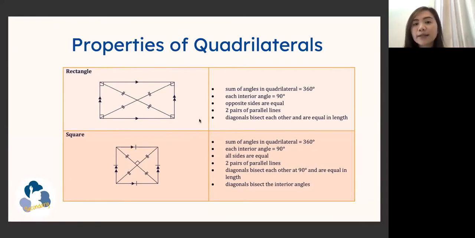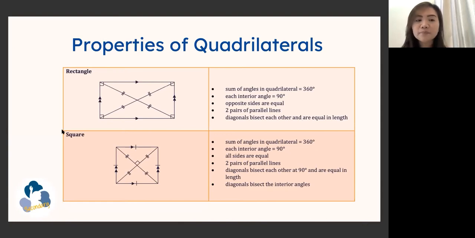In a rectangle, the diagonals will bisect each other. The meaning of bisect: bi means two, sect means cut. It means cut into two equal halves. That's the meaning of bisect. So they bisect each other. That means they cut each other into two equal halves.